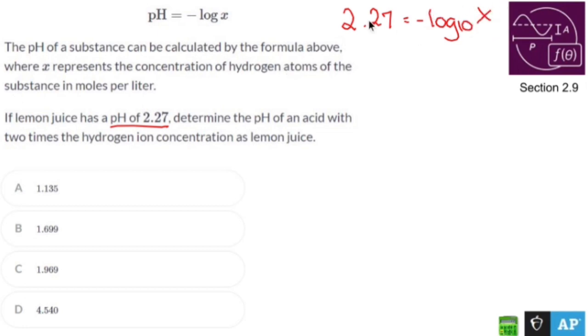What I want to do is write that out in exponential form. So the way you write something down in exponential form is if I give you log base b of y equals x, you can write that out as b to the x equals y.